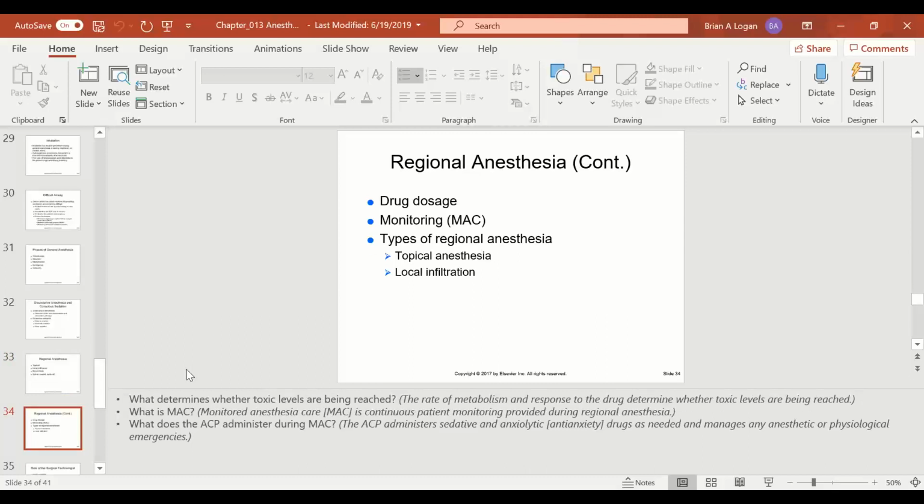But with these regional anesthesias, drug dosing is a big play here. You want to dose it right, because too much, and that area is going to be knocked out for too long. Too little, and the sensation will come back while you're working. And then there's monitored anesthesia care.